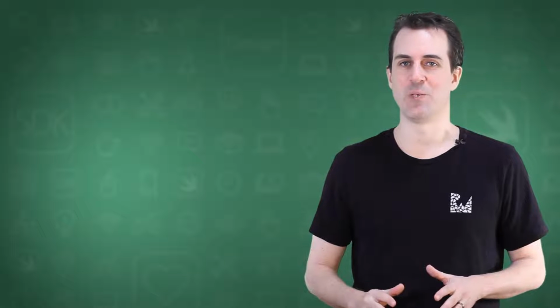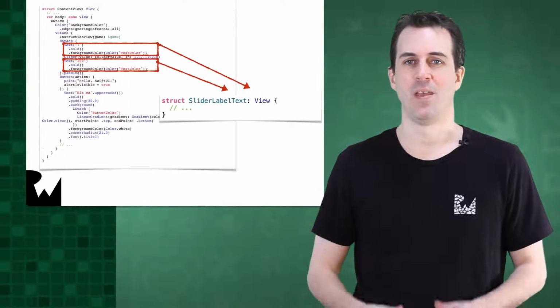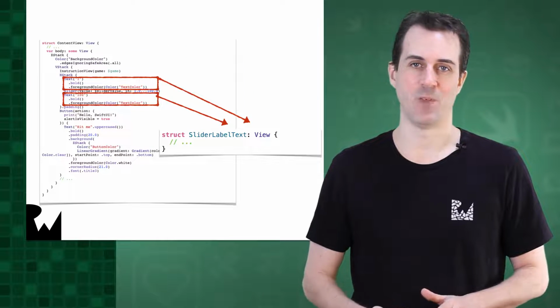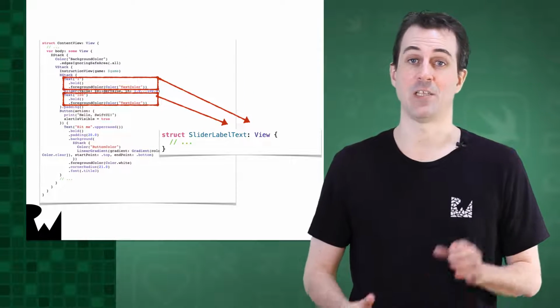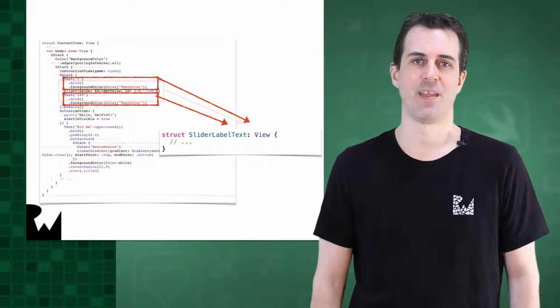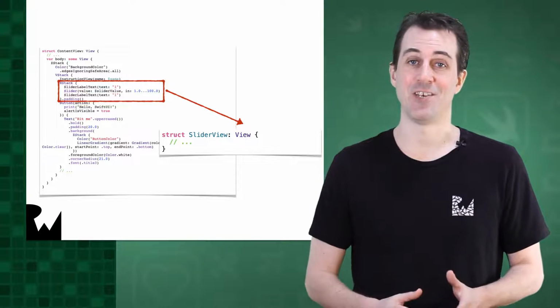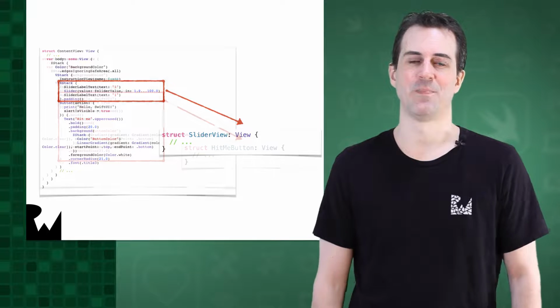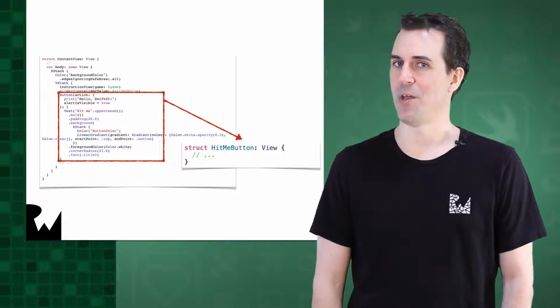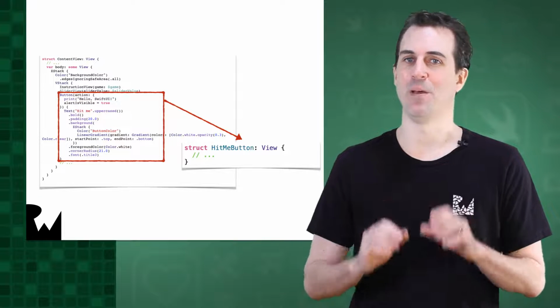Now that you have some experience with extracting views, it's time to try this out on your own. Your challenge is to extract 3 more views. First, create a slider label text view that will be used for the styled text to the left and right of the slider. Second, create a slider view that contains the H-stack, the slider, and its labels. Third, create a Hit Me button view that contains the styled Hit Me button.